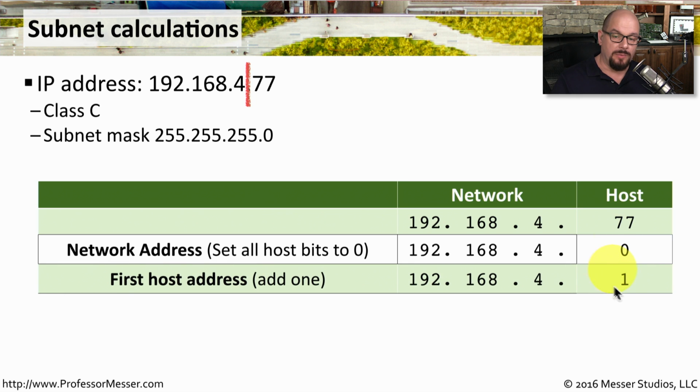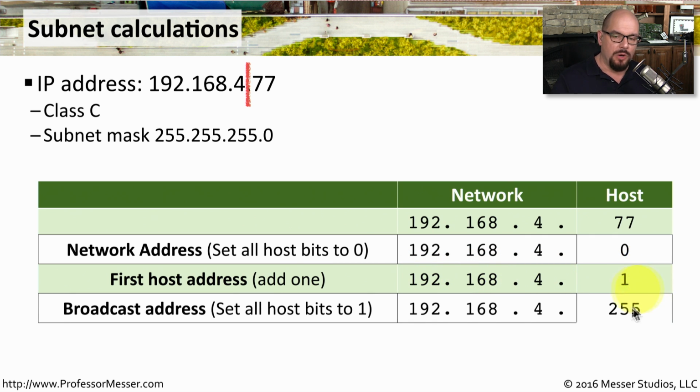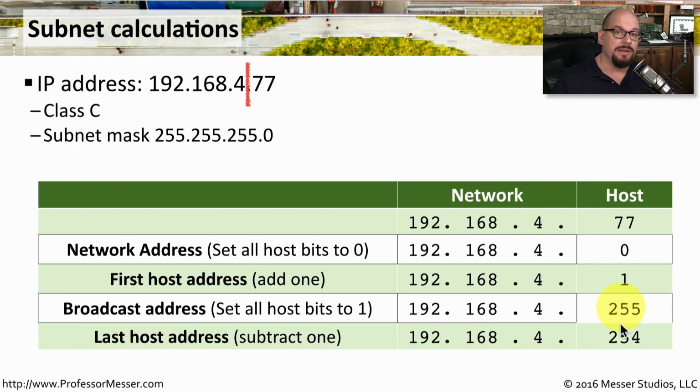192.168.4.0. The first available IP address on this subnet will be one value larger than the network address, or 192.168.4.1. To calculate the broadcast address, we need to change all the host bits to 1, making that decimal value 255, which means the broadcast address is 192.168.4.255. That also means if we subtract 1 from that, we have the last available host address on this network, or 192.168.4.254.